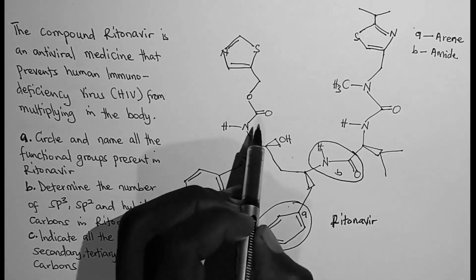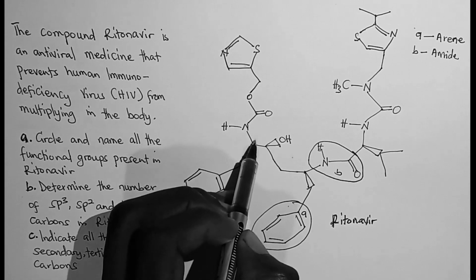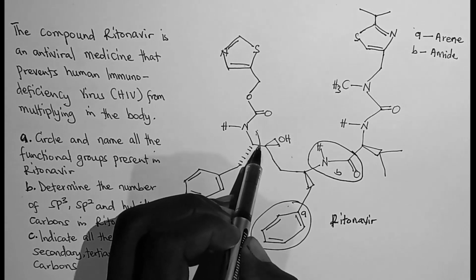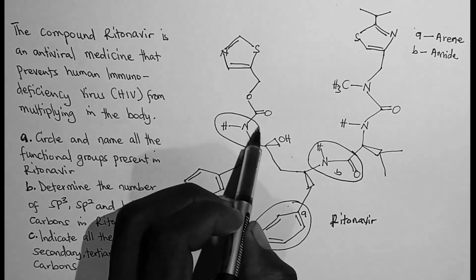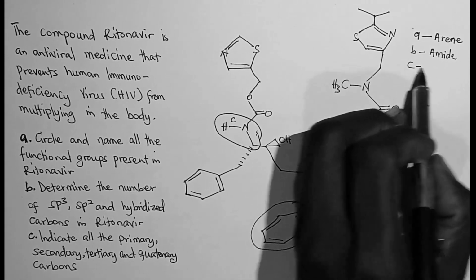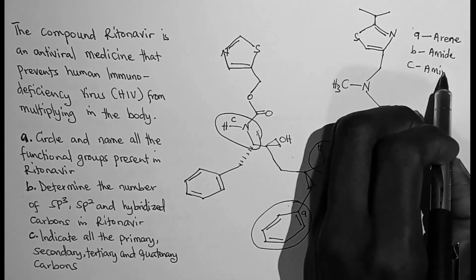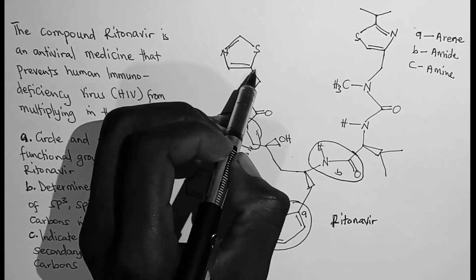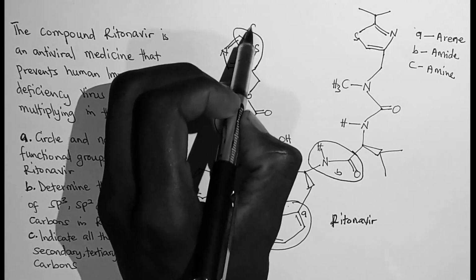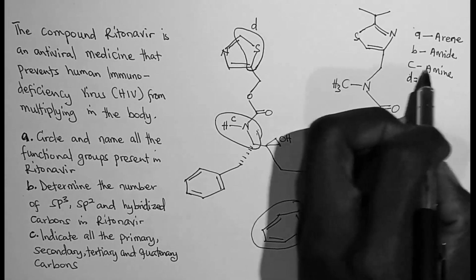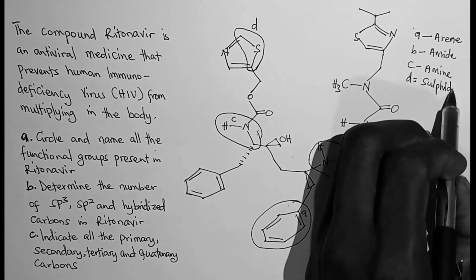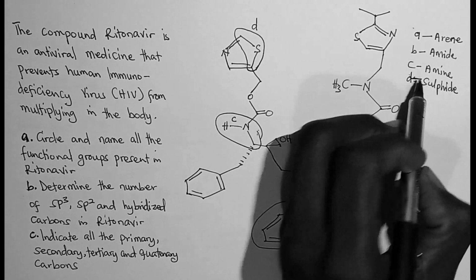And then you can also see from here a carbon that is bonded to a nitrogen, and that is an amine. So C is an amine. And then you can also see here sulfur that is sandwiched between two carbons. So D, and that D is a sulfide.